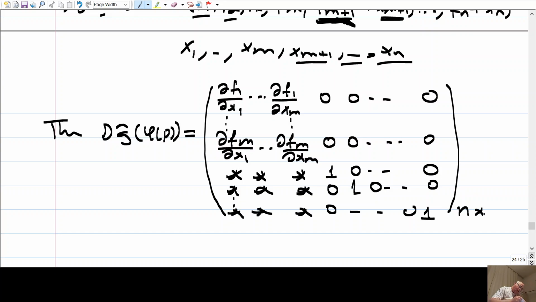So I have here just some ones, and I have this matrix. So this is an n by n matrix, and here I have the m by m matrix, which is non-singular. This is the square matrix and non-singular. And here I have the identity matrix. So this matrix is just the identity matrix of size n minus m.